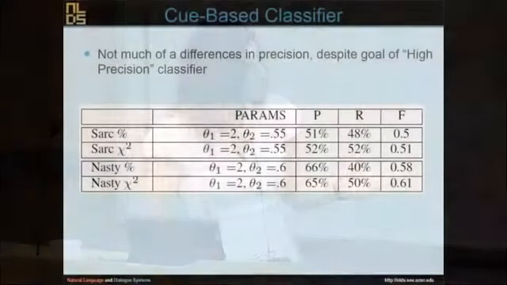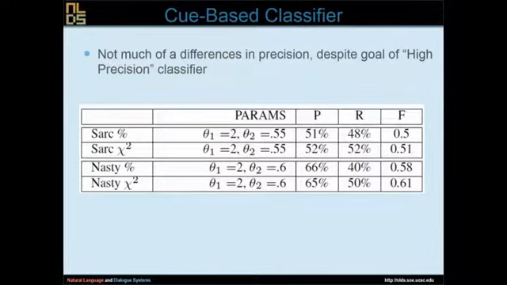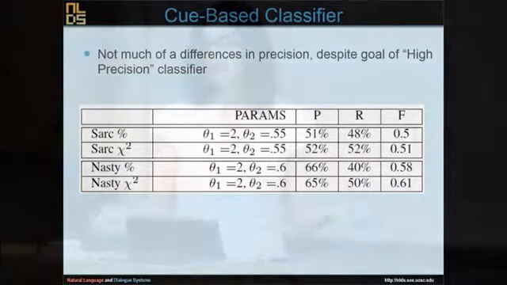And here are our results for sarcasm and nastiness. But as I mentioned before, our goal is to create a high precision classifier, and this is not very high precision. We do notice that nastiness does better than sarcasm. So this may be just a first indicator that maybe nastiness is easier to identify using these cue words than sarcasm is. So, okay, we don't get a very high precision, but we continue in the process of next learning syntactic patterns, and we come back to this problem later.